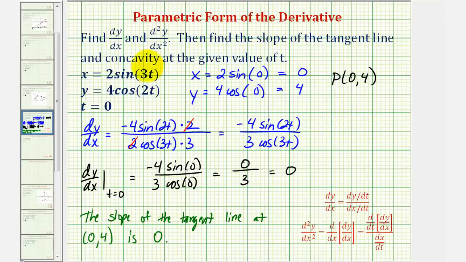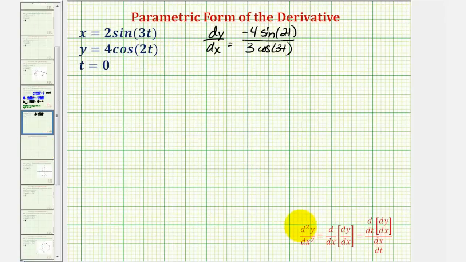Now let's work on finding the second derivative of y with respect to x. To find the second derivative of y with respect to x, we want to find the derivative of the first derivative with respect to x. But because dy/dx is in terms of t, we'll have to find the derivative of the first derivative with respect to t, and then divide by dx/dt. So this is going to take quite a bit of work.